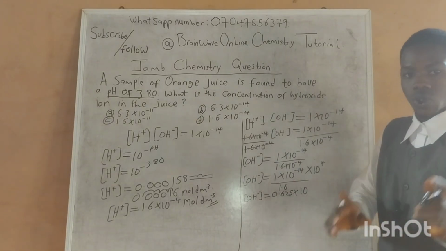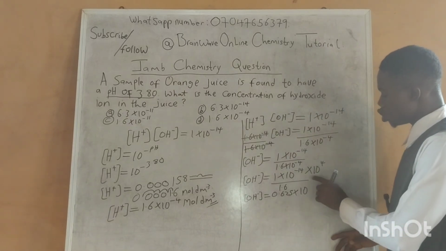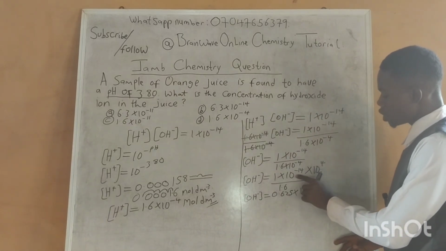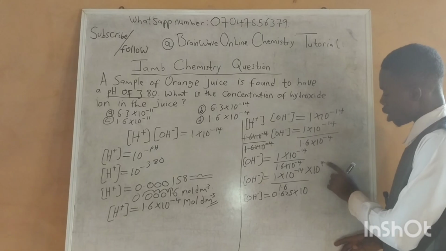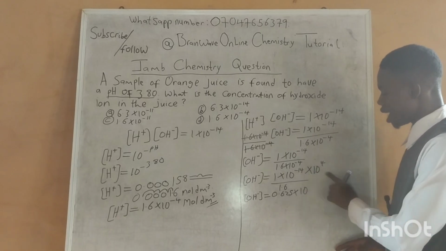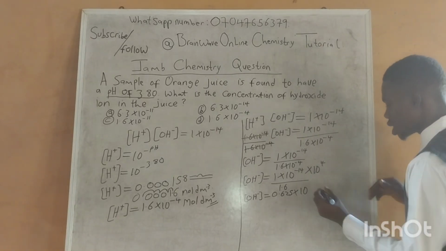Now in indices also, take note that when the two bases are the same, you pick one and equate the power. We have 10 raised to the power minus 14 here. We also have 10 raised to the power 4 here. The two bases are the same, so you pick one and equate the power. So 10 raised to the power what?